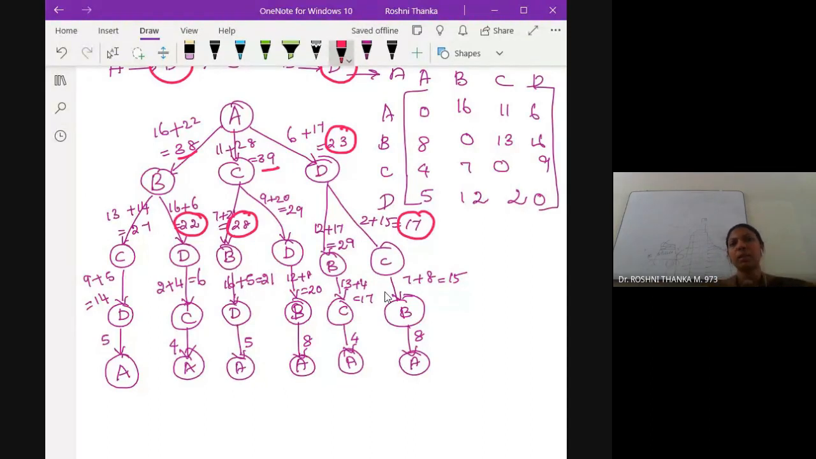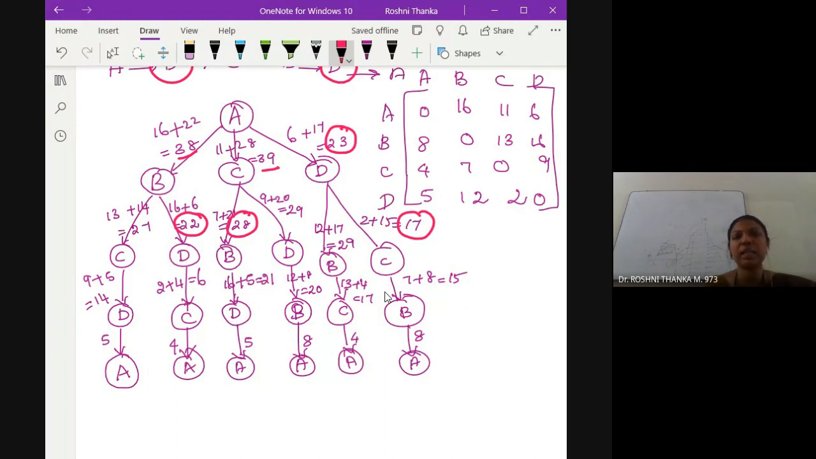So this is what our problem is, and we found the solution for this. We want to travel to all the cities and then come back to the original starting point, and all the cities should be visited only once. So from this, we are going to derive the formula.